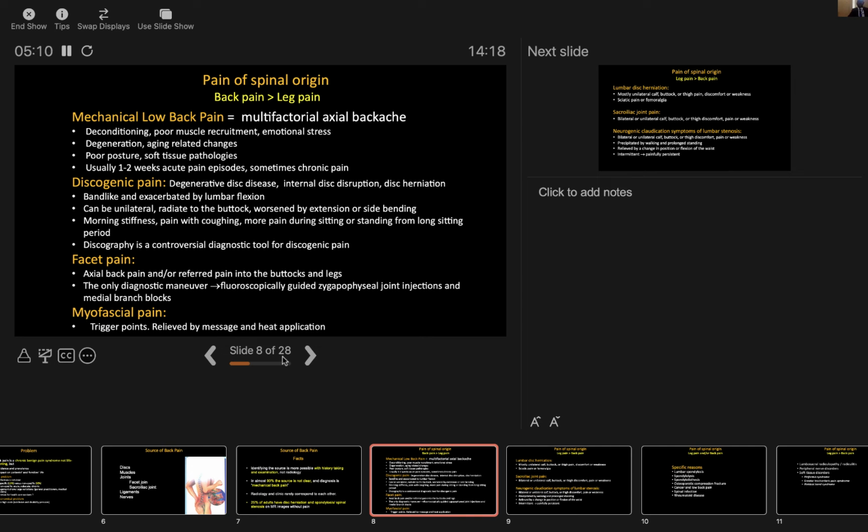Patients generally have a bad posture and soft tissue pathologies. For discogenic pain, patients may describe some band-like pain around the belly by lumbar flexion. It could be unilateral. It could radiate to the buttock, worsened by extension or side bending and sometimes flexion. And morning stiffness, pain with coughing, more pain during sitting or standing are observed.